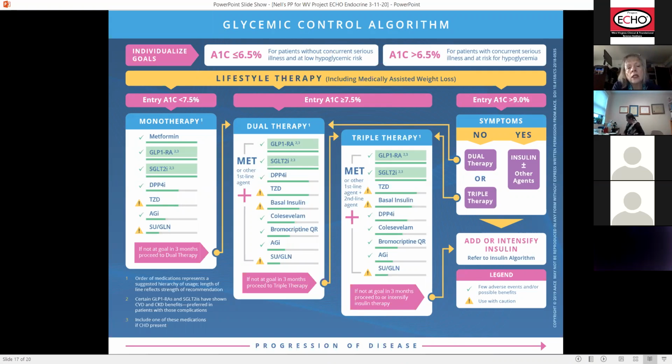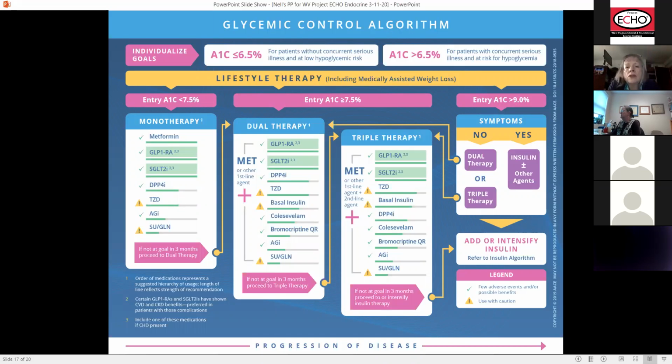So these are in order of recommendation that you would try, and these are the endocrinologists of the world that have put this together. So that's why it's just an easy to read chart. If you've got somebody who comes to see you for the first time and their A1C is greater than 7.5, they recommend dual therapy. They recommend metformin plus, and then that would be plus a GLP-1. And then if they need triple therapy, again, you've got the recommendations there.